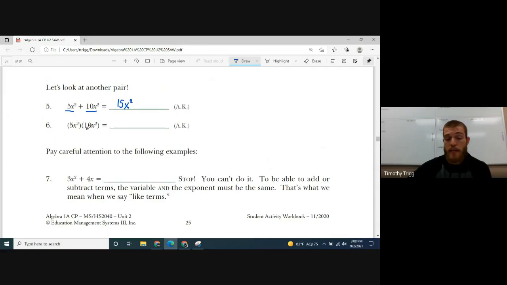Can I multiply these together? Well, yes, multiplying, they could always multiply together. So 5x squared times 10x squared, multiply the coefficients, the 5 times 10, that's 50. And then remember, when we're multiplying x squared times x squared, you add those powers. So that's going to be x to the 4th.